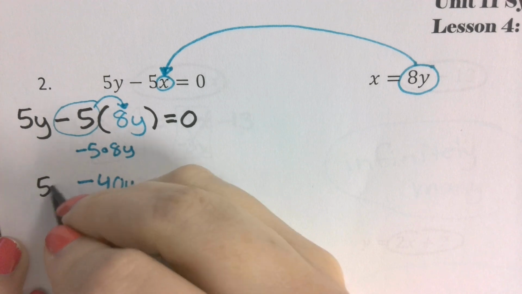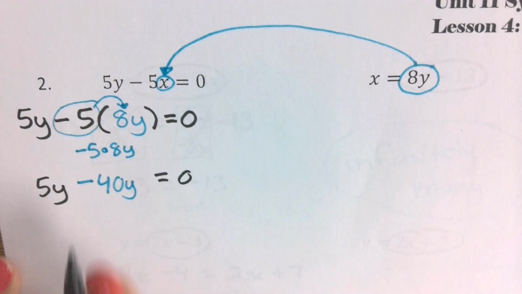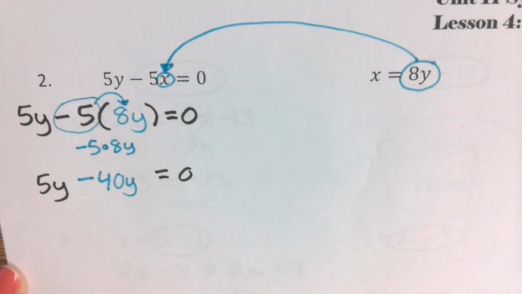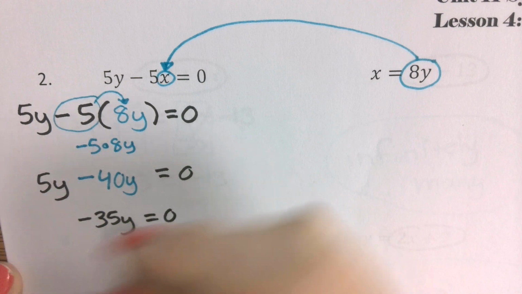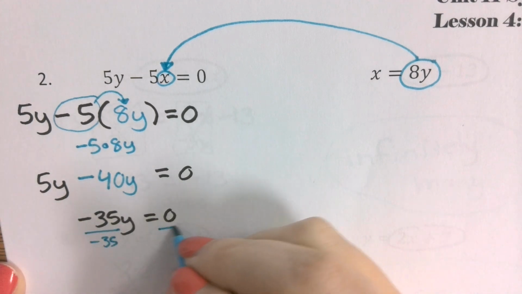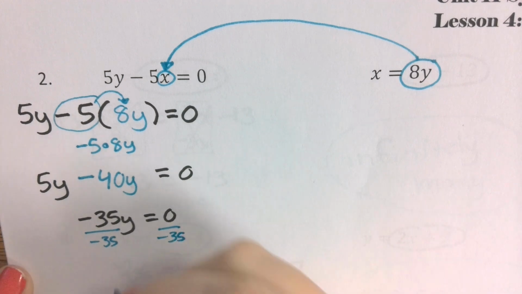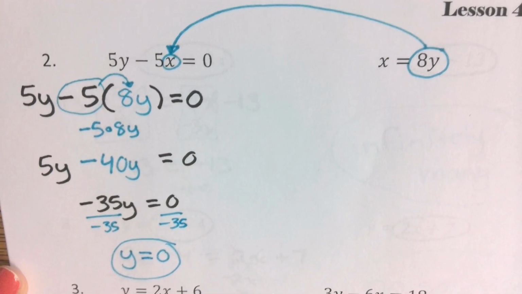So that means we have 5y minus 40y is equal to 0. What's 5y minus 40y? Negative 35y. So we have negative 35y is equal to 0. My last step is to just divide both sides by negative 35. And what is 0 divided by negative 35? 0. So y is equal to 0.